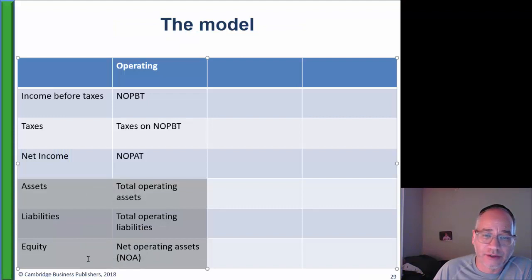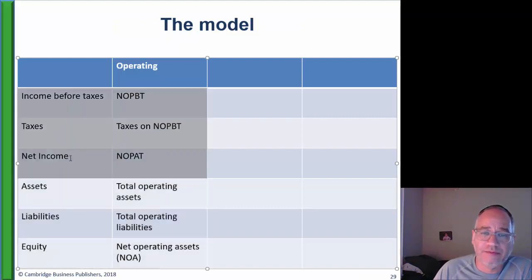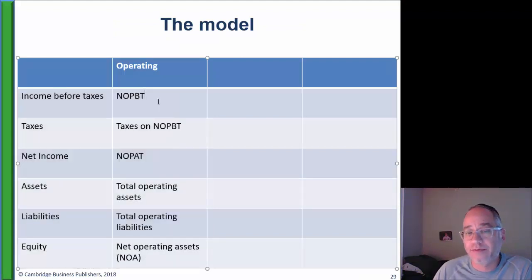And as I showed you here, we're going to do the same thing with the income statement. We're going to figure out net operating profit before taxes, and just look at the income statement and break it out. We're going to subtract taxes on net operating profit before taxes, which is going to be a little bit tricky. And then we're going to get net operating profit after taxes. NOPAT.